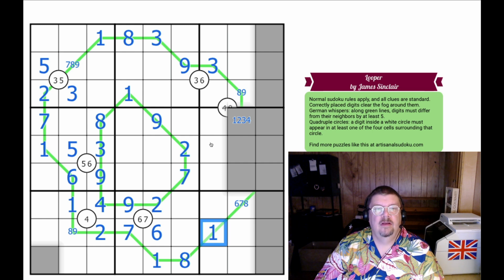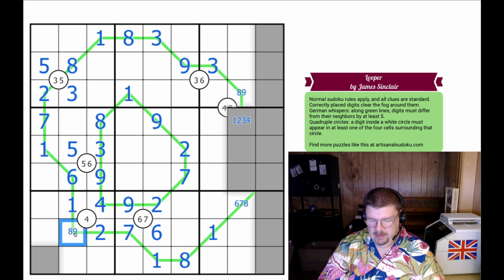Okay, I think I've done all that I can to clear fog at the moment, so let's see what additional sudoku I can do. So 8s can't go there or there, making that an 8. My remaining digits in this column are, in fact, that 8 makes that a 9. Let's start with that.